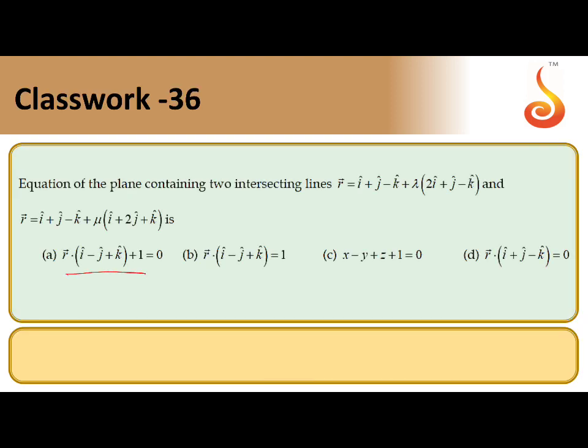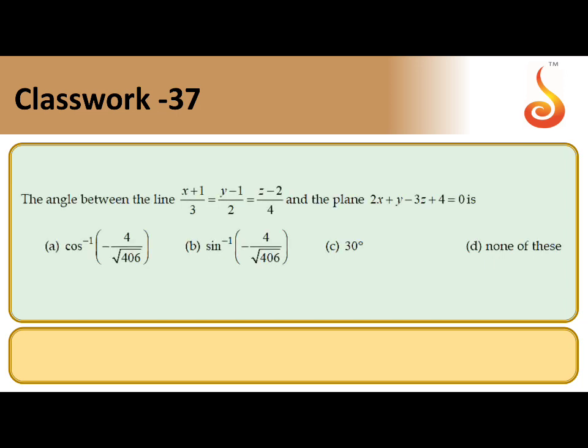So this is correct, and this is also correct. Two options are correct. But generally in the exam they will ask only one question with one option correct. So answers A and C both are correct. But they have given only A, but C is also right. This is the Cartesian form of this vector form. Both options are correct.